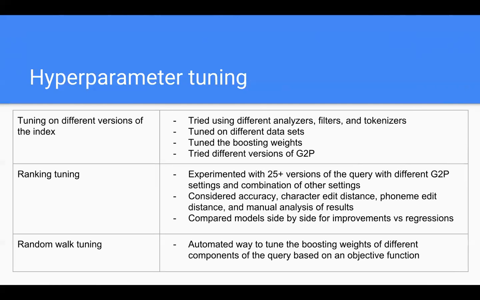For ranking and tuning, we compared models side by side for the regressions and improvements, and then changed the weights depending on the characteristics of these regressions. And finally, we did some random walk tuning. So we automated, just a basic way of doing hyperparameter tuning is you just automate the search space. So we used the grid search approach with the objective function being recalling the names, the canonical names that are expected.